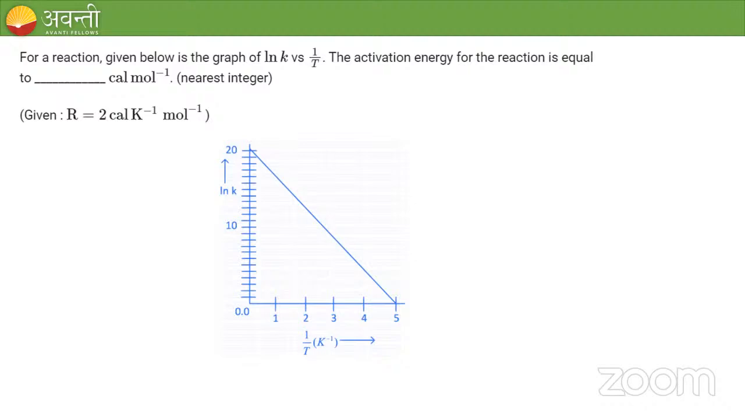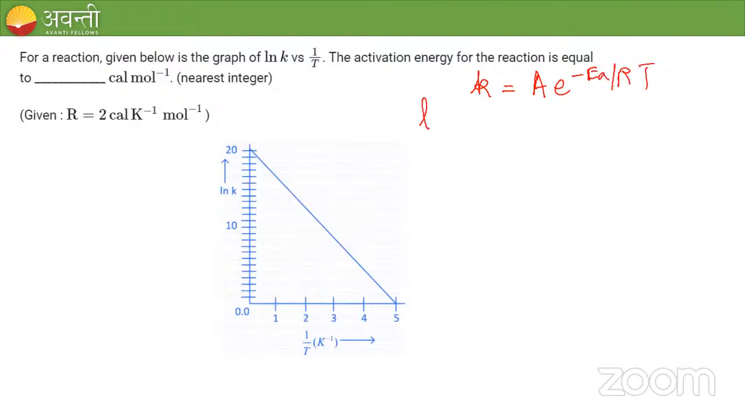So the next question is, for a reaction, given below is the graph of ln K versus 1 by T. The activation energy for the reaction is equal to what? So how to find out activation energy? The same process we have to follow. Take the Arrhenius equation, which is K is equal to A into e power minus Ea by RT.